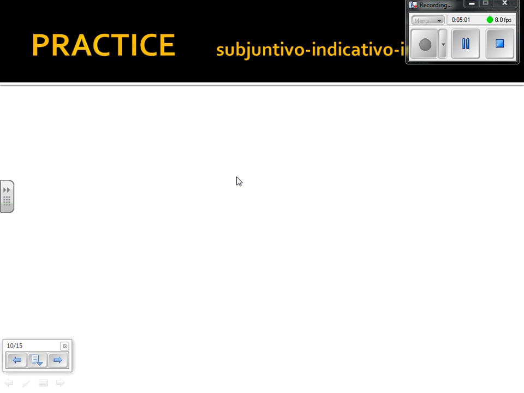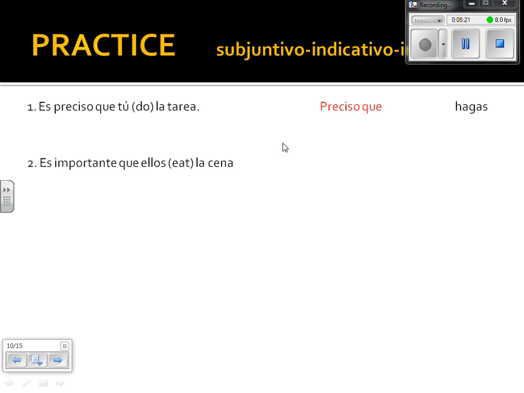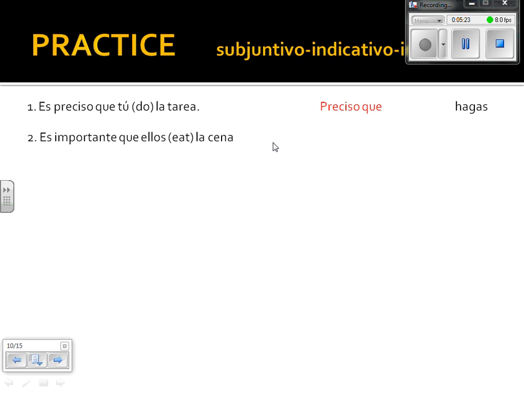Here's some practice to help you distinguish between the subjunctive, indicative, and infinitive forms. Number 1. Es preciso que tú do la tarea. The trigger phrase here is preciso que. Since preciso que is one of the weirdo verbs, the verb must be in the subjunctive form, so the answer is hagas. Number 2. Es importante que ellos eat la cena.